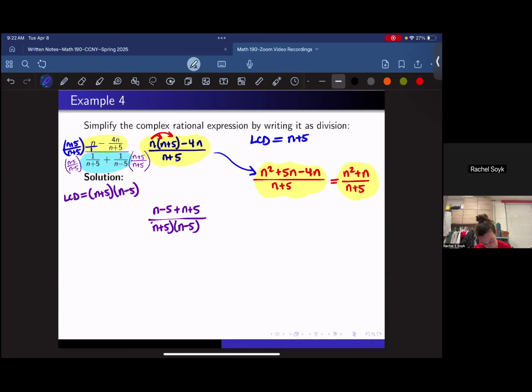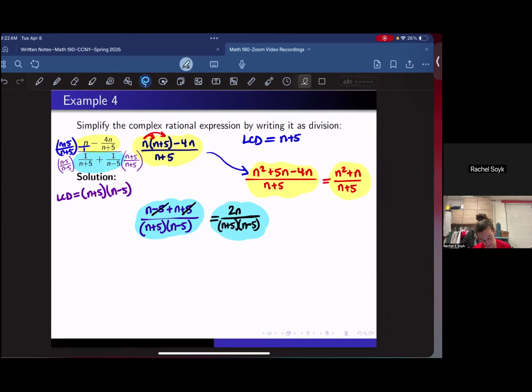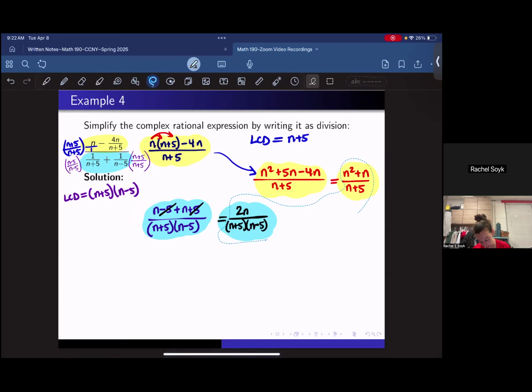in the denominator. Now we can go ahead and combine some like terms from that numerator. Our n plus n gives us 2n. And then a negative 5 plus 5 cancels out. So we end up with 2n all over n plus 5 and n minus 5. And now we take our yellow and divide it by our blue. So I'll bring it down here so you can really clearly see what's going on.